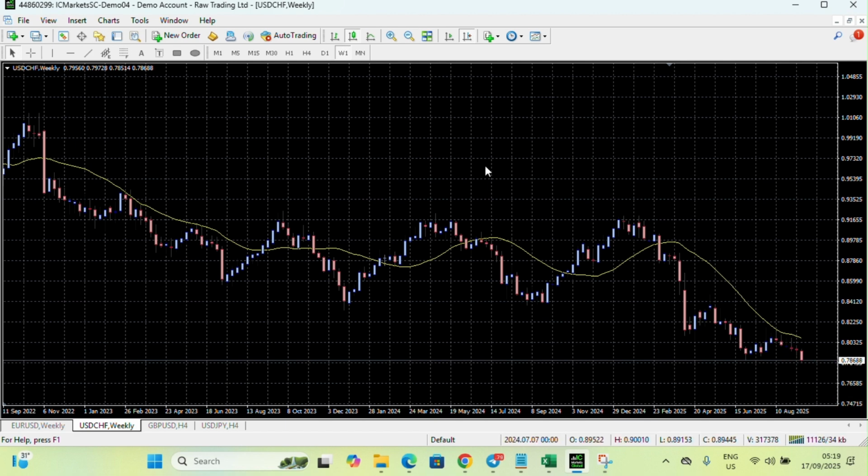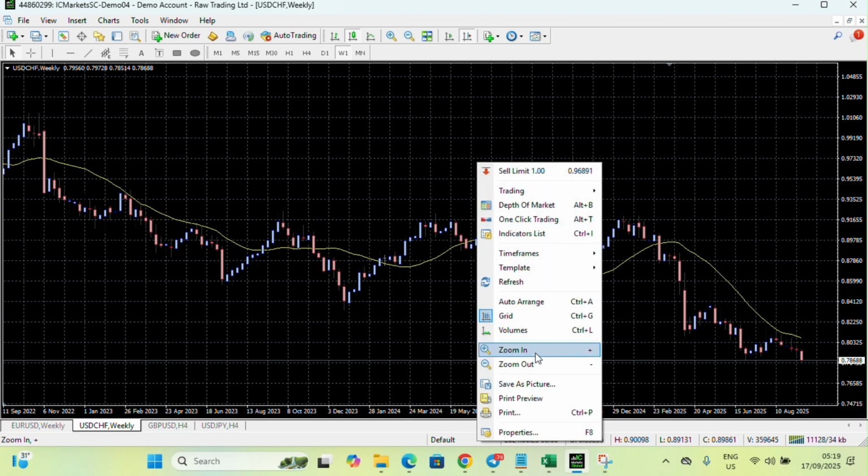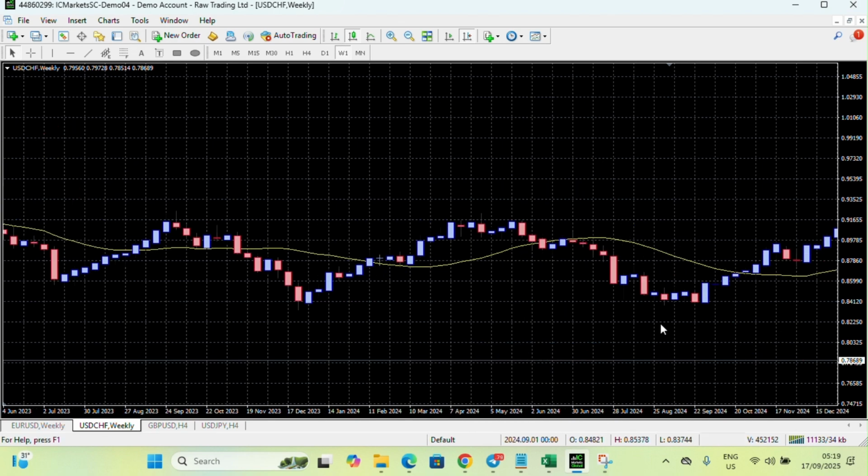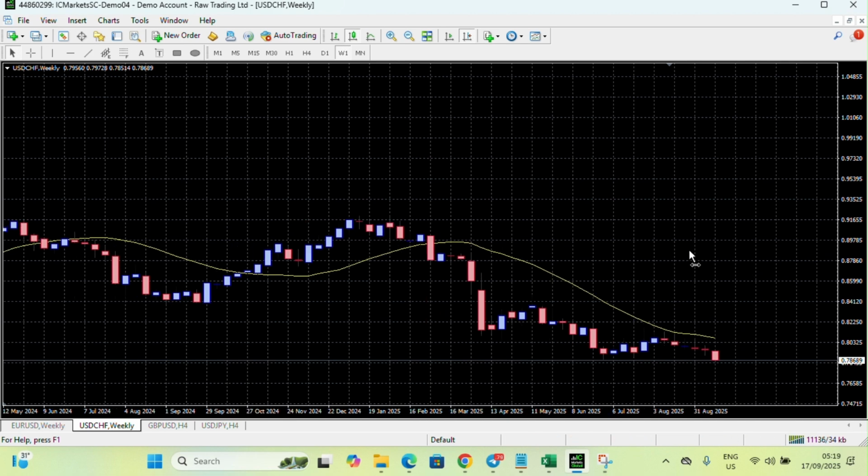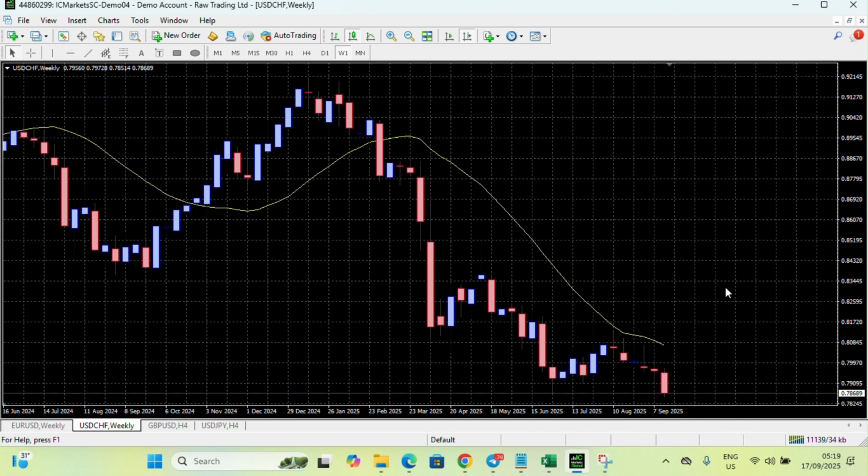You can see the dojis. Let me show you something, guys. Let me just zoom in on this chart. If you look at this market, you see these dojis. You can see these doji candlesticks. What they tell you is that the market has been bearish. There have been bearish sentiments all along from here.